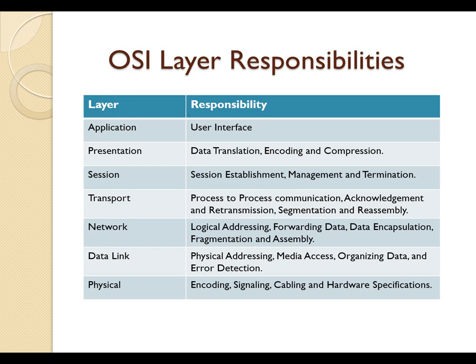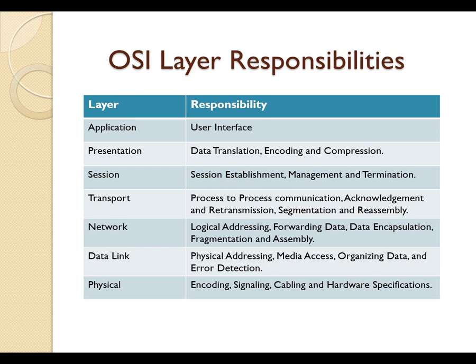How do I get access to the media that I'm going to send the data on? So if I'm going on a copper wire and I've got lots of different devices contending for access on that copper wire, whose turn is it? So we have to have a set of rules about how I get access to the media. I also organize data at this layer, and I build what's called a frame, and I also provide for some error detection at layer 2.